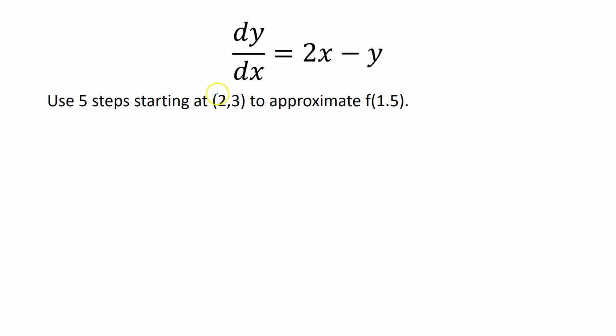One thing to notice here is we're starting at 2, 3. We're ending at 1.5 using 5 steps. So we're actually going backwards. So think about what that delta x is going to be. See if you can give this a shot, and then we'll come back and try it together. All right, let's do it.